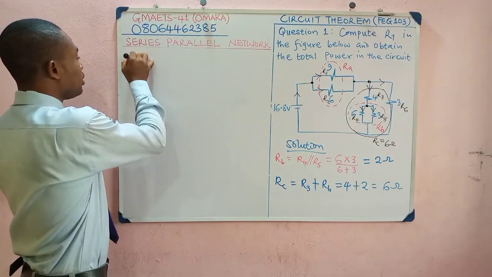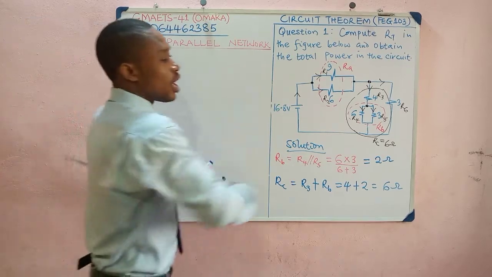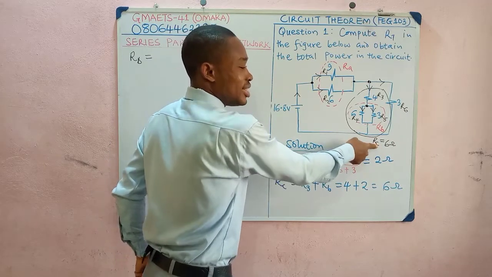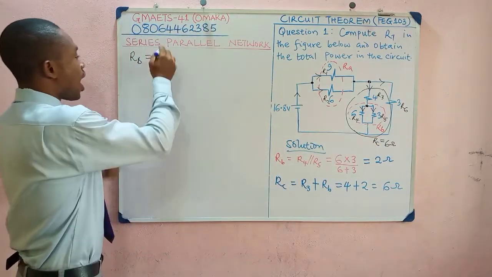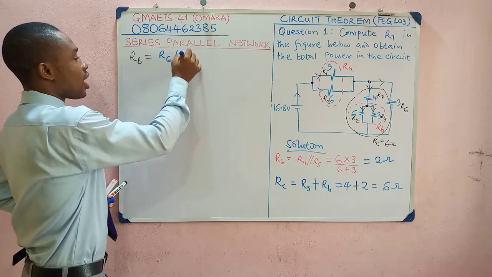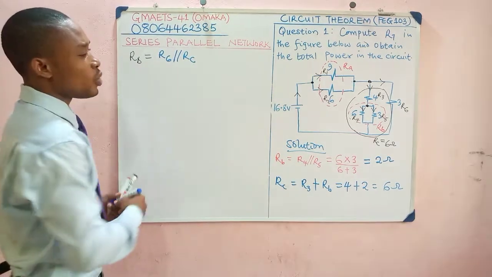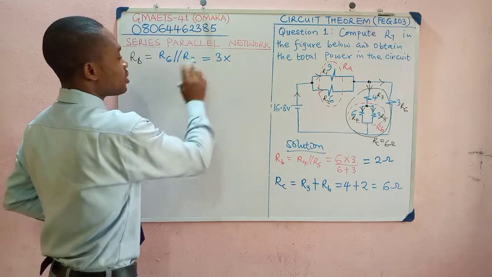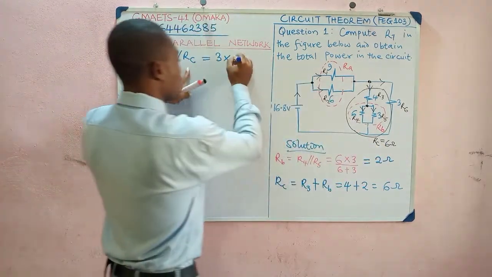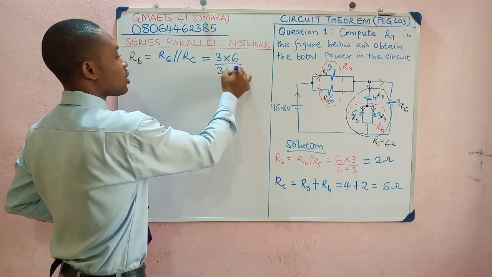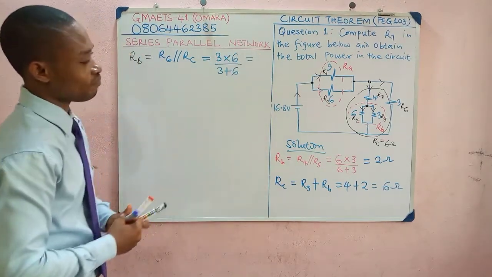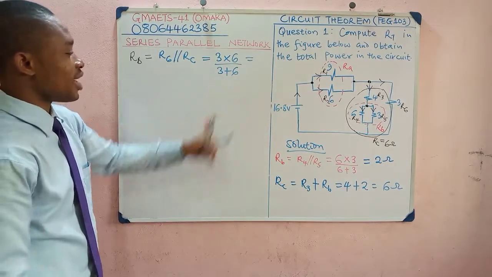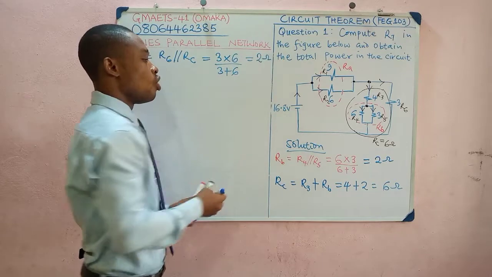So our RD will be equal to R6 parallel RC. And we know that R6 by our level is 3 ohms, so that's going to be 3 times the value of RC, which is 6, divided by 3 plus 6. If you work this out, 3 times 6 is 18, divided by 9. That will still give us 2 ohms.